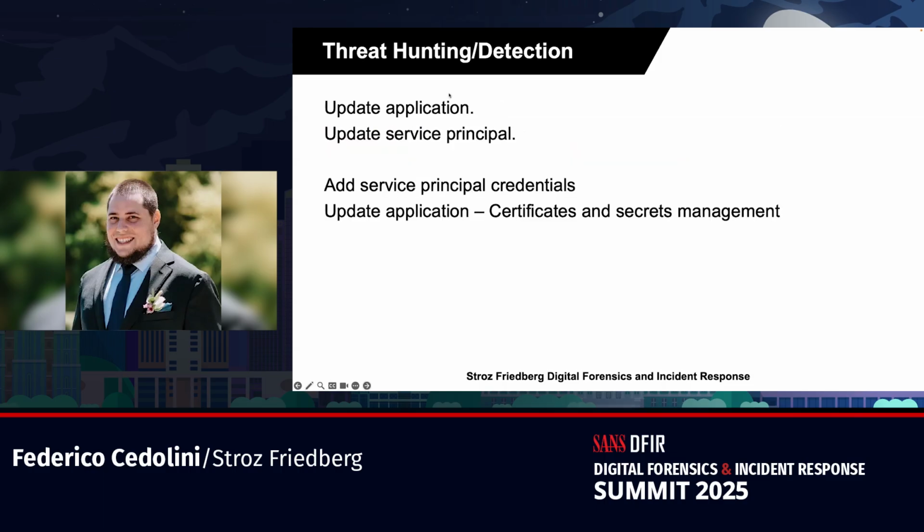So if you are hunting and you want to detect this type of persistence mechanism, you are going to be looking for these events. Events related to update application, updating the service principal. These are the operations that you're going to be looking for in your unified audit log. Additionally, add service principal credentials, or update application, certificates and secrets management. They do correlate to either the application registration or the actual service principal in your environment. This is not something that happens super often, so this is something that you can set up alerts for wherever you're ingesting your logs.